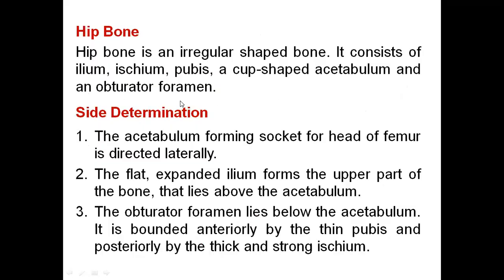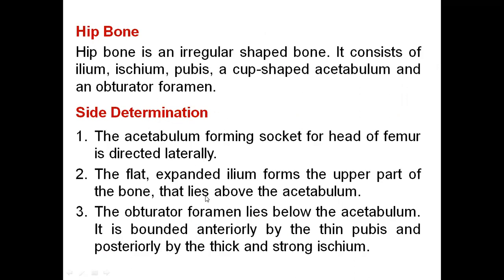Okay, then of course the hip bone is a very irregular bone. You have seen the classification of bones, right? So we have seen long bone, flat bones, irregular bone. So one of the best examples of irregular bone is the hip bone. It has three components, ilium, ischium and pubis, and of course cup shaped depression, that is acetabulum, and obturator foramen.